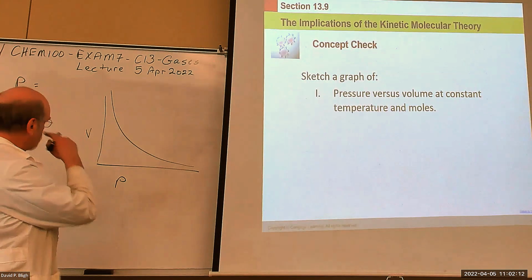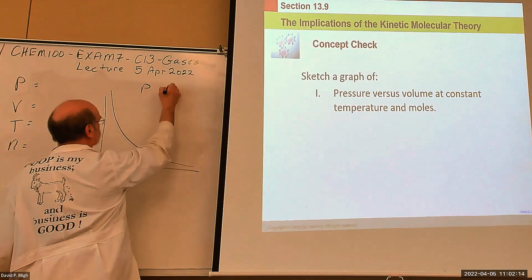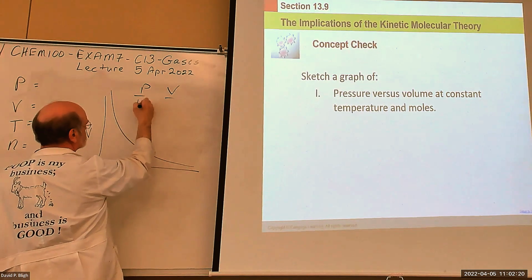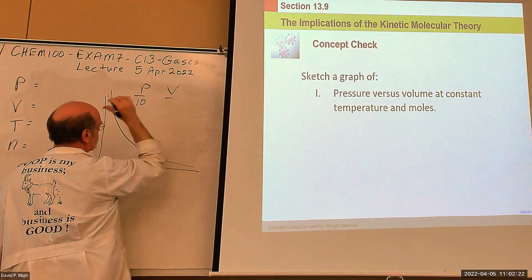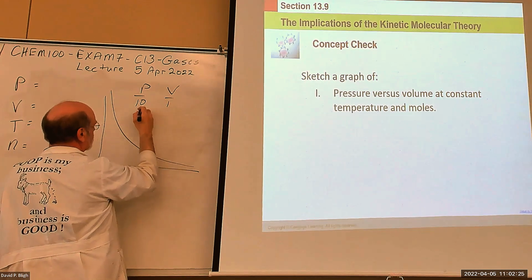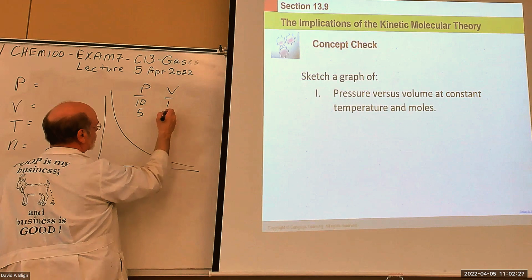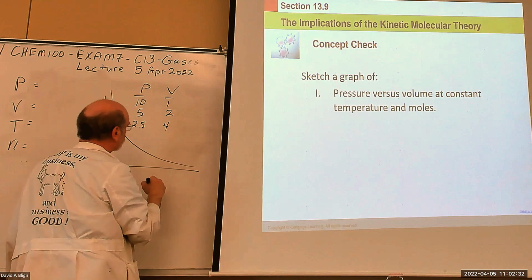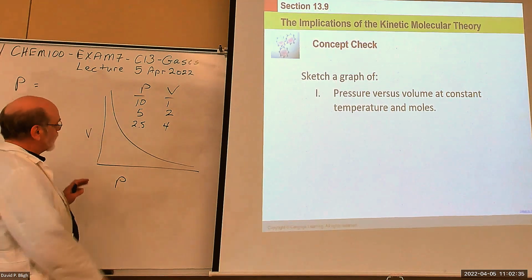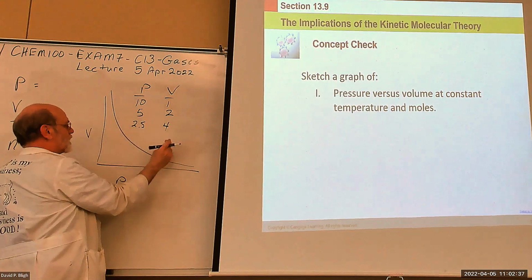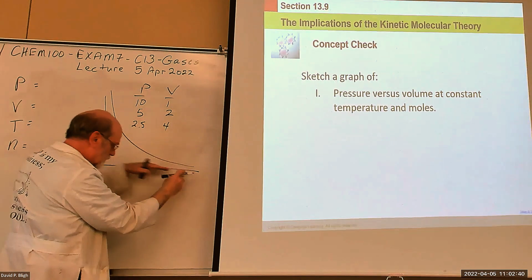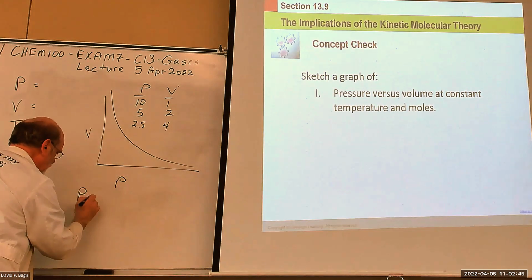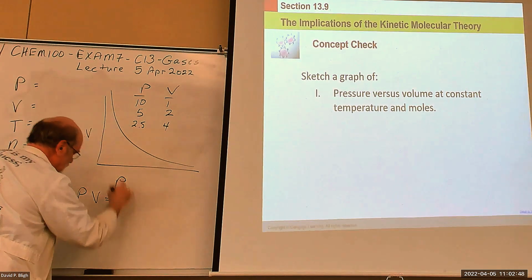In this case, we have pressure and volume are these values. Let's start off at 10, and the volume is 1. And then we cut it in half, the volume will double. Cut it in half again, the volume will double again. All right, so as the pressure goes up, the volume goes down. Pressure goes up, volume goes down. Notice the relationship here. P times V equals a constant.